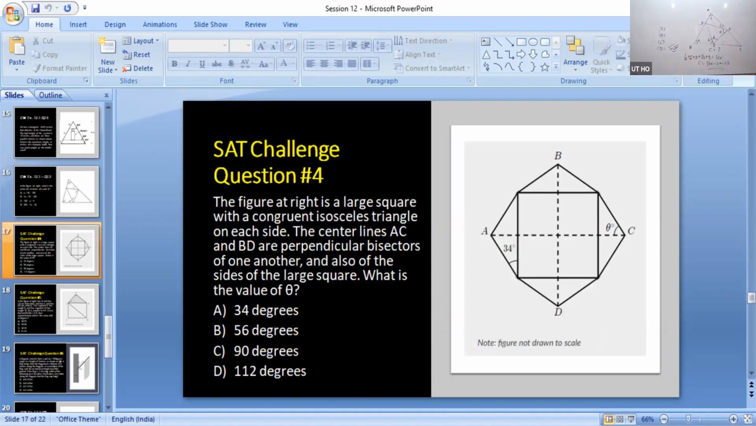So 56. Do you have these questions, Ishan? Yes, I do, sir. It is in the book. This challenge question is added in the book.